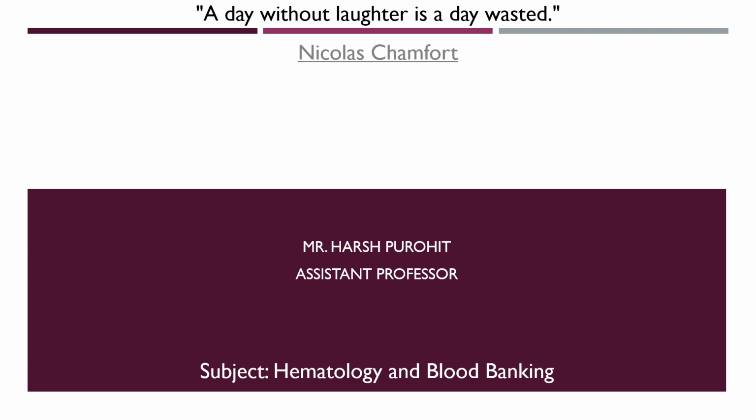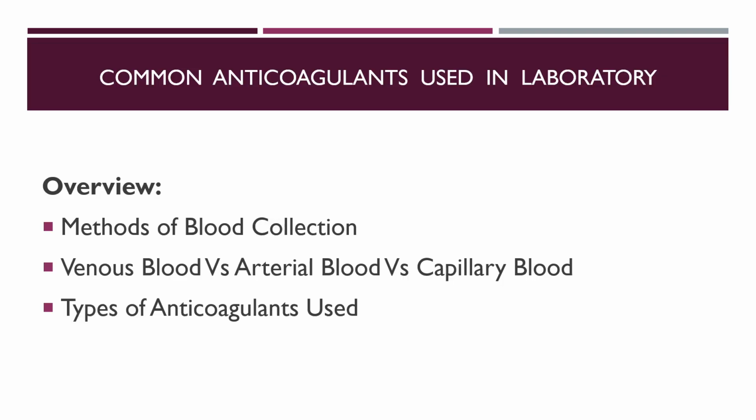Today we are going to discuss our next topic, which is about common anticoagulants used in laboratory. Before going into the anticoagulants, first let's understand what the methods of blood collection are, which is a primary important topic to discuss. Then we will understand what the various blood types are, such as venous blood, arterial blood and capillary blood. We will understand the basic difference between these three, and at last we are going to understand various types of anticoagulants used in laboratory.